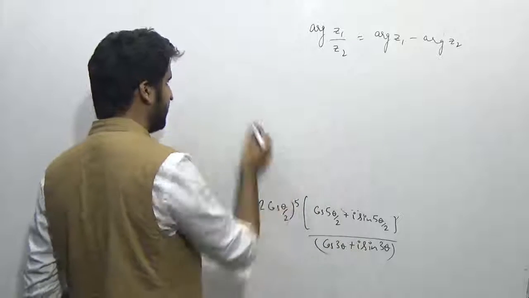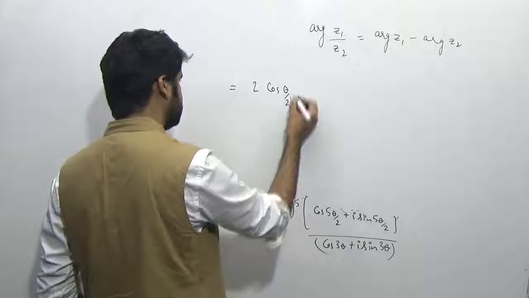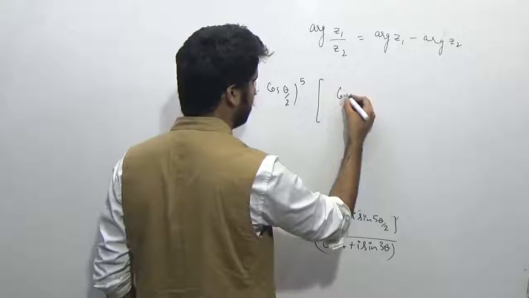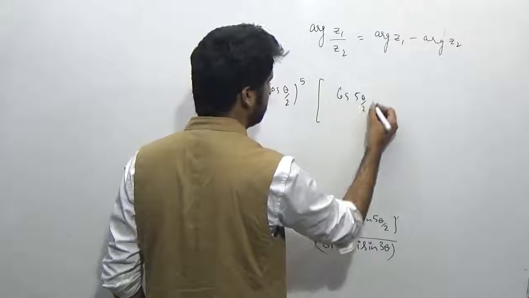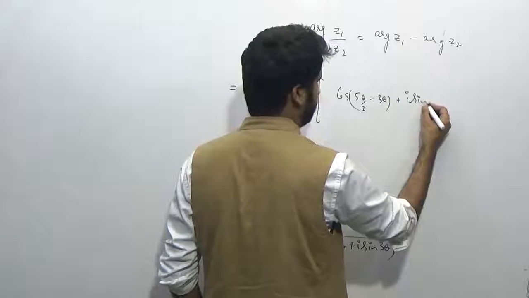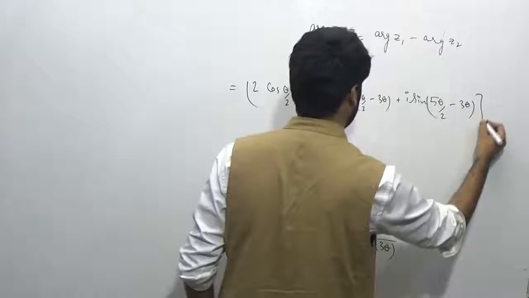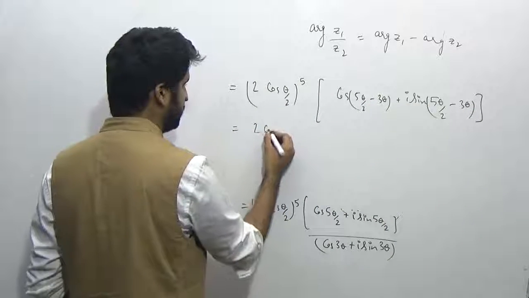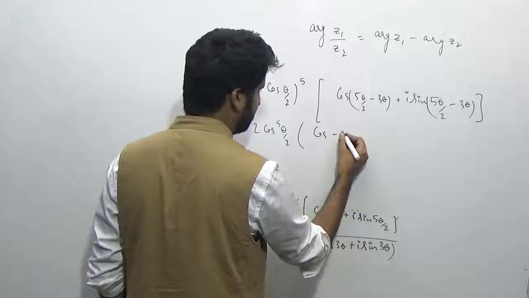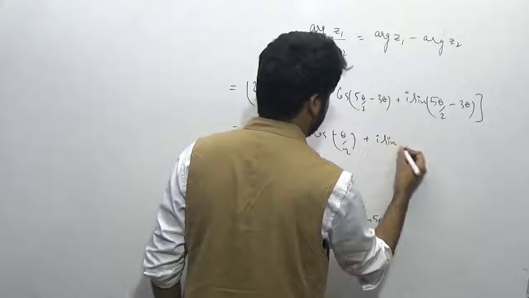Therefore the resulting modulus is equal to (2 cos theta by 2) to the power 5, and the resulting argument will be equal to 5 theta by 2 minus 3 theta, so cos of (5 theta by 2 minus 3 theta) plus iota sin of (5 theta by 2 minus 3 theta). Therefore this will become 2 cos to the power 5 theta by 2, times cos of minus theta by 2 plus iota sin of minus theta by 2.